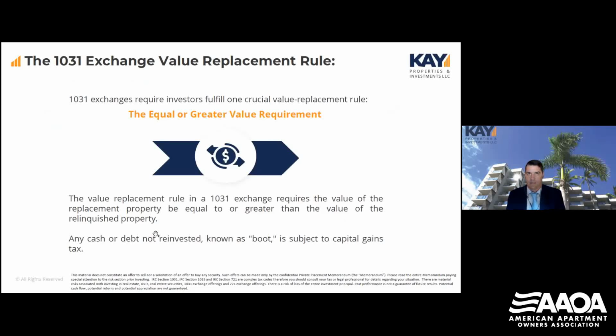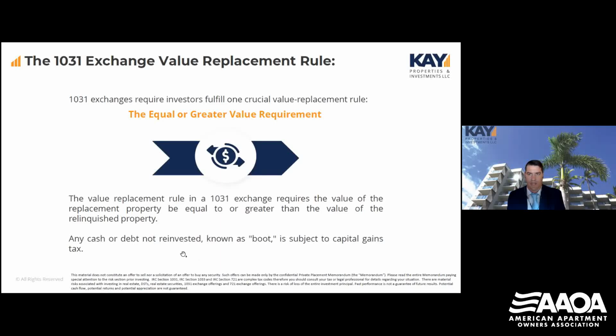All right, so the 1031 exchange value replacement rule. And I think that this is important to understand as we get into debt replacement because it's very relevant. So the 1031 exchange requires investors to fulfill one crucial value replacement rule: equal or greater value. So the value replacement rule in the 1031 exchange requires the value of the replacement property to be equal or greater than the value of the relinquished property. Any cash or debt not reinvested, known as boot, is subject to capital gains tax.